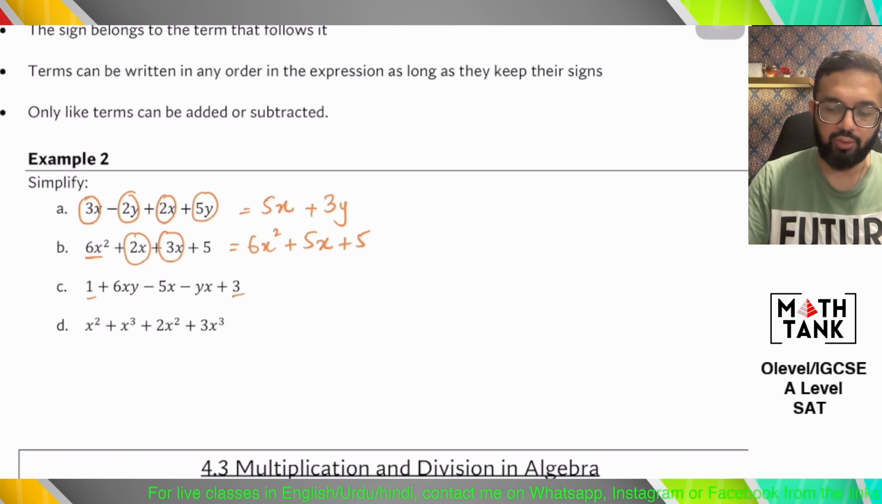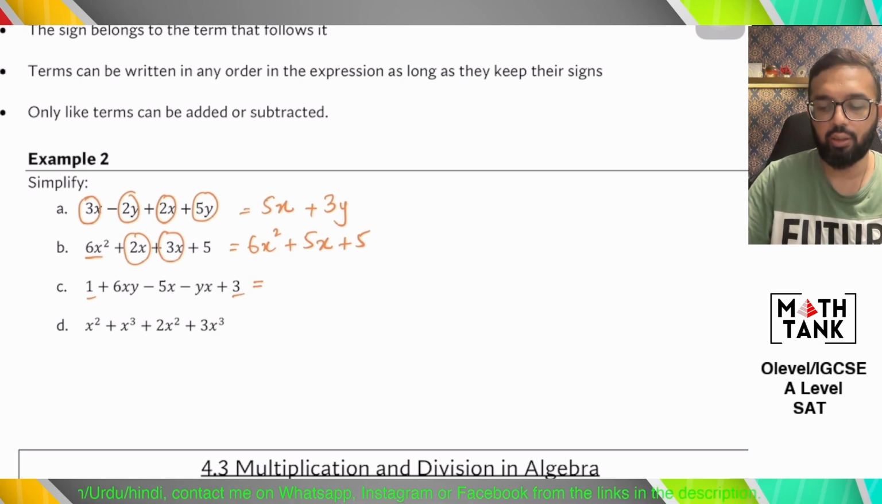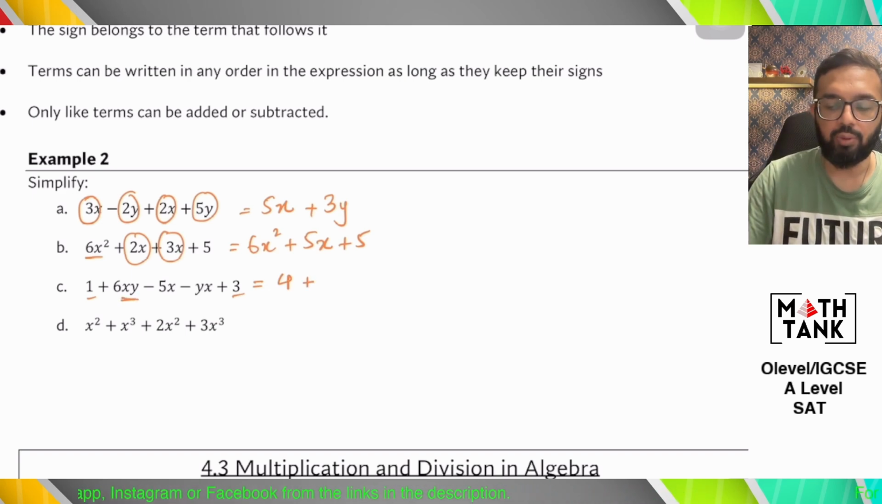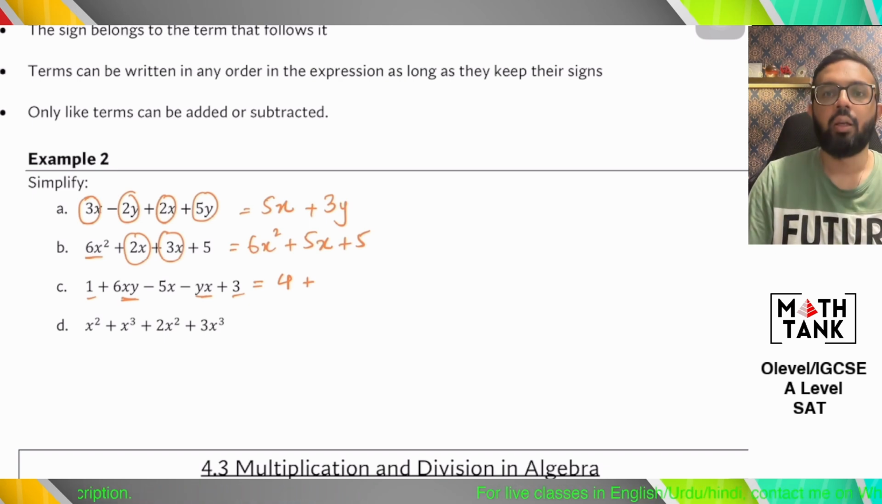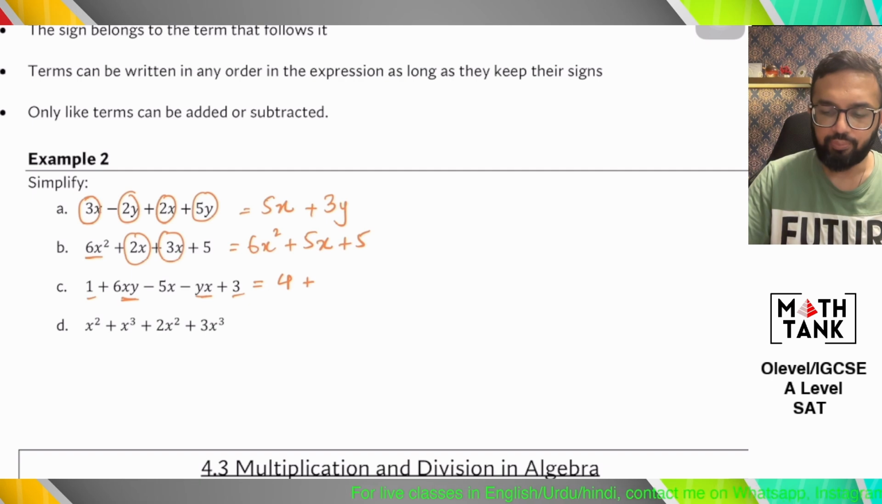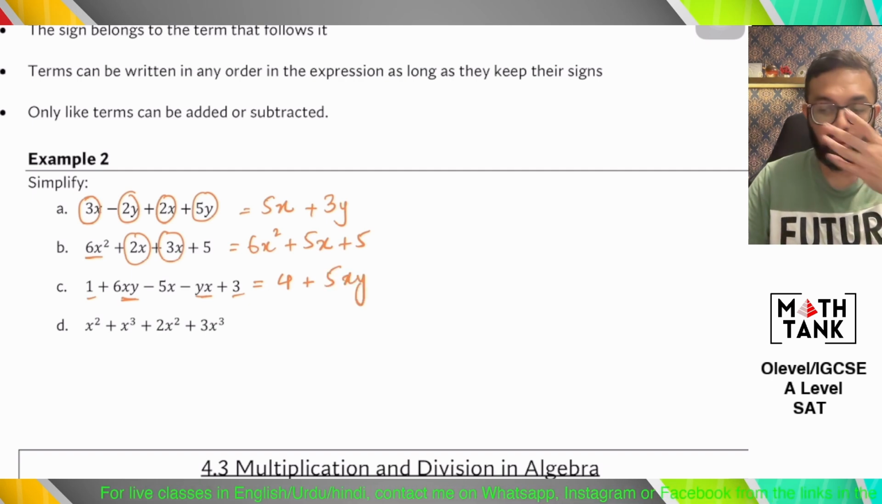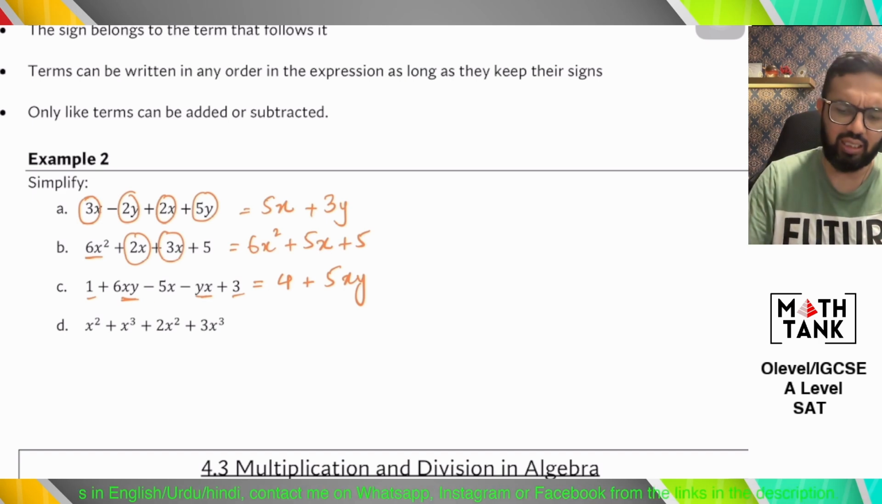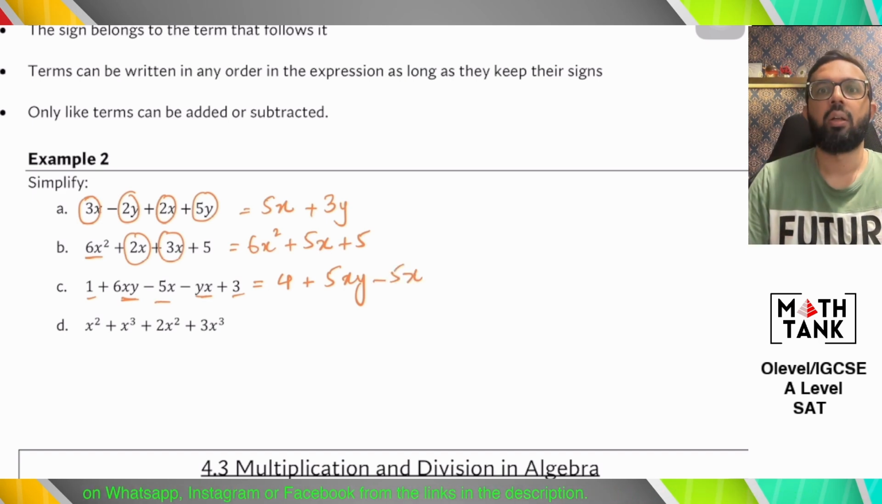Okay, 1 and 3, they're both constants. Anything without a variable is called a constant. Okay, so I have 4. Now, the arrangement of letters does not matter, and it's stated in the next part of the topic. So 6xy minus 5yx will give you 5xy. Okay, and then you have minus 5x, that should remain the same. It doesn't have to change. Minus 5x.